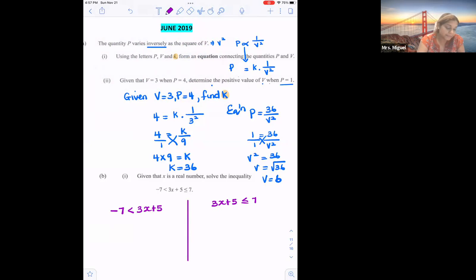So the aim is to get x alone. It means that I have to remove plus 5. In removing plus 5, it becomes negative. So I need to divide by 3. -12/3 is less than x. So -4 is less than x. So that is my first part. You can take it down and solve for x in the second part. Go ahead. Follow my same steps and solve for x.